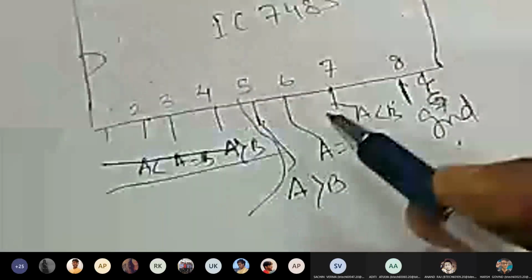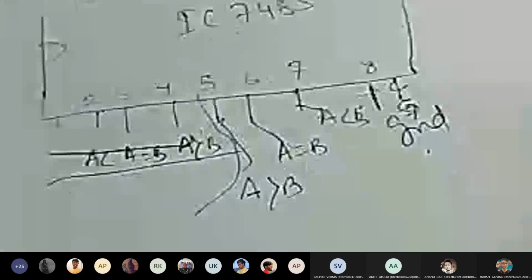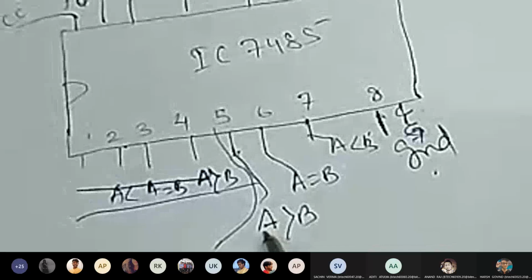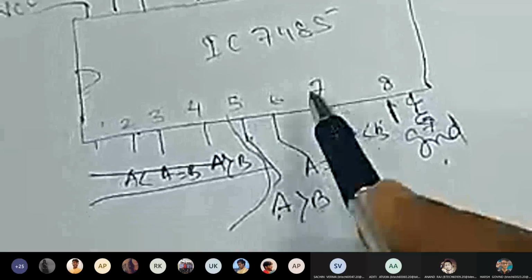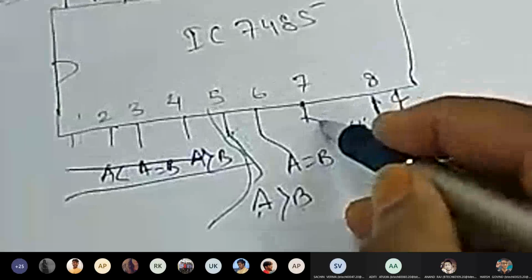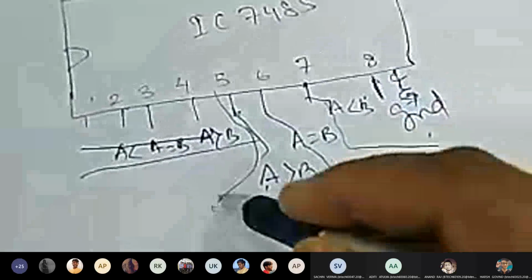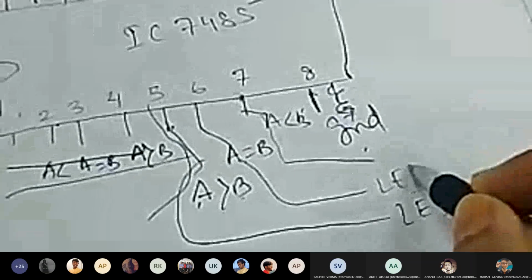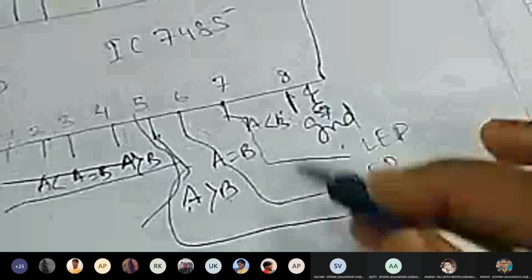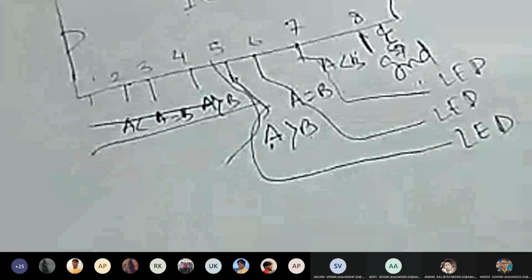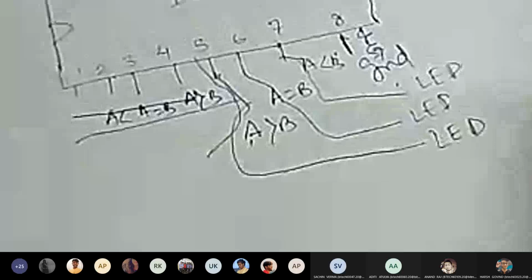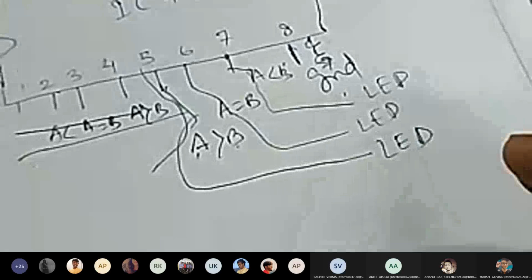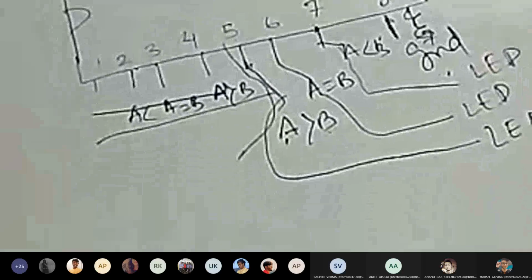So 5, 6 and 7 become what? Can anybody say? The 5th pin shows A is greater than B, the 6th A equals to B, the 7th A is less than B. All of these will be connected to LEDs. Very good. These are the outputs, because the work of a comparator is to see whether the two 4-bit numbers are equal, greater or less. Hang on a minute, dear students.